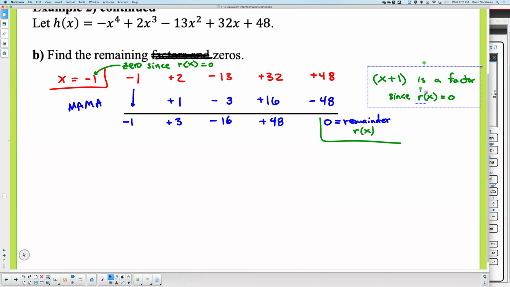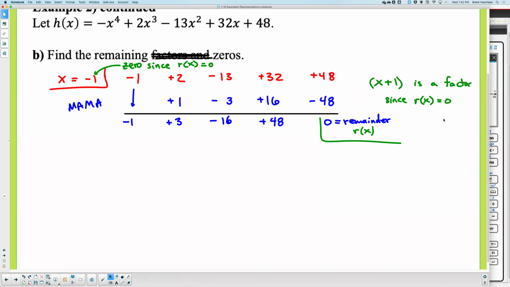Now that shouldn't have been a surprise to us because the calculator already told us that. But what it did do is it simplified my equation. I began with an x to the power of 4. Now what do I have? X to the power of 3.